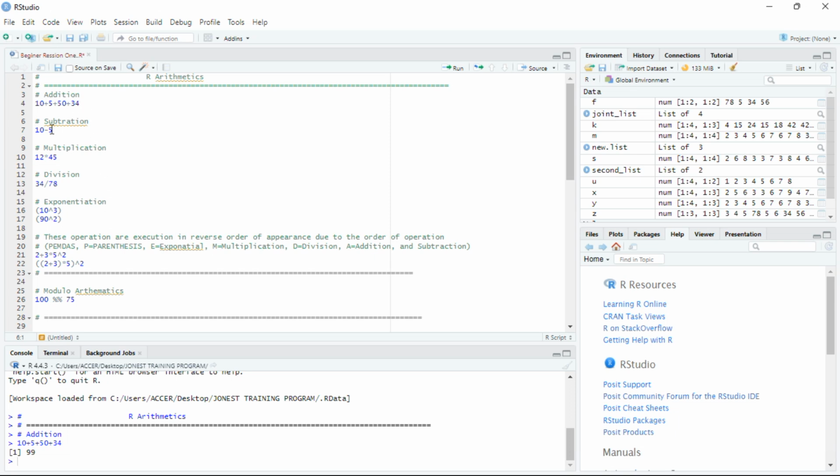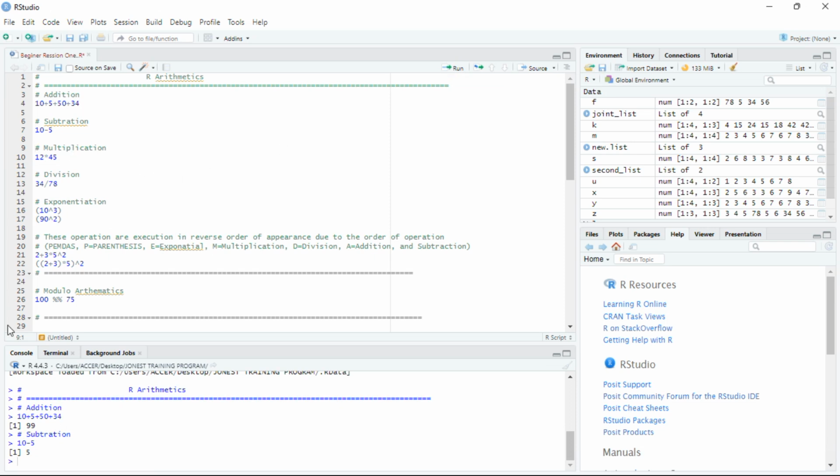When you come to subtraction, it's the same thing. Once we have 10 minus 5, the answer is going to give us 5. Once you run, you are surely going to get your 5. You just type as you see on the screen. You can type and follow, and you see everything that we are doing will appear on your laptop too.